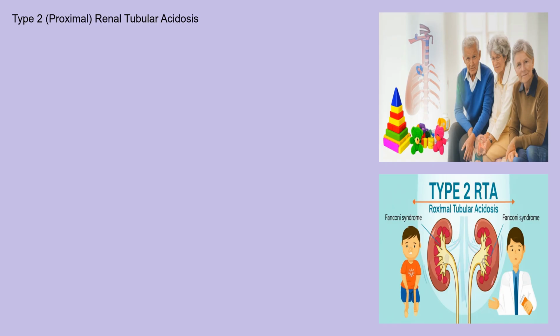The exact prevalence of type 2 RTA is difficult to determine as it's often associated with other underlying conditions. It's rarer than distal or type 1 RTA. It can affect individuals of all ages, but its occurrence may vary depending on the specific underlying cause. For example, RTA associated with Fanconi syndrome is more likely to present in childhood, while RTA caused by certain medications may be seen in adults.